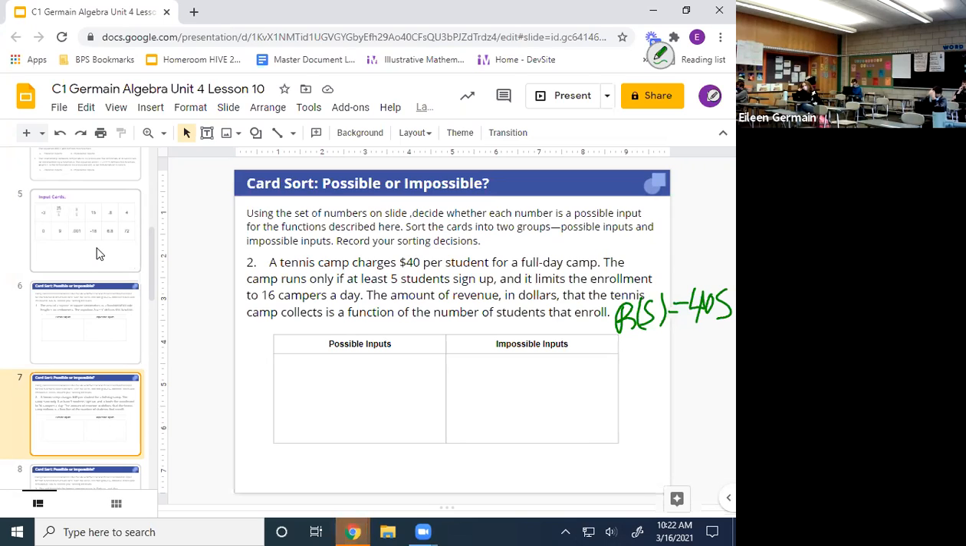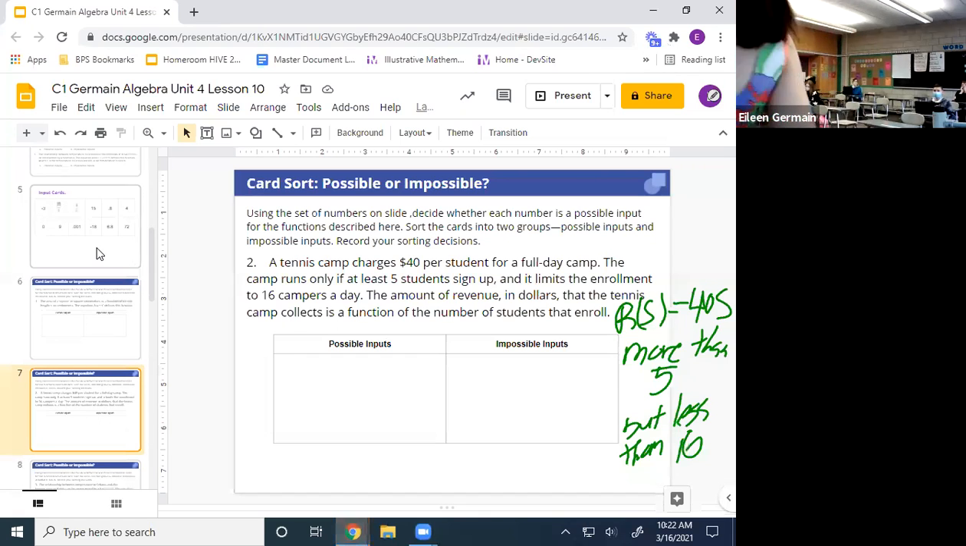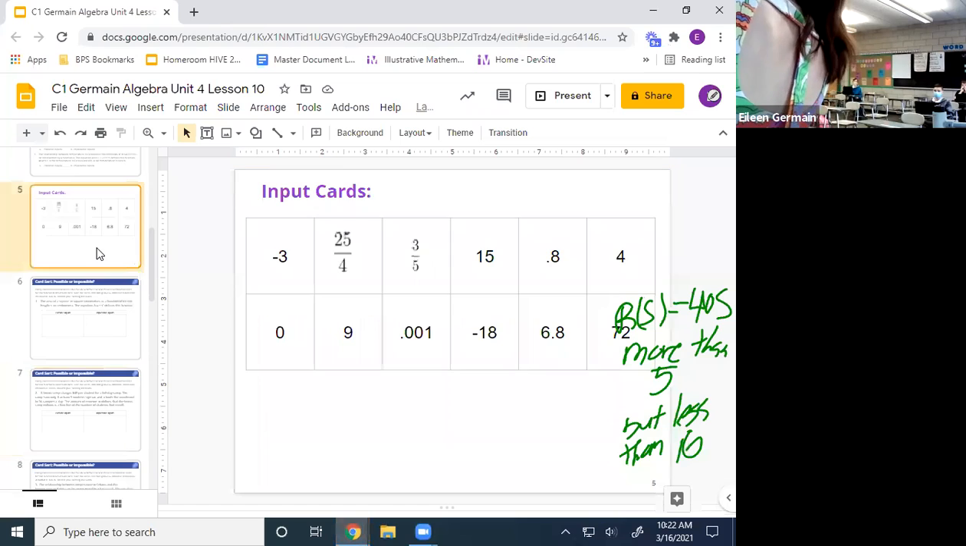And we have a limit on that input of S. What does it say our limit on that input of S is? Gwen? They have to have at least 5 students and it can't be more than 16. So more than 5, but less than how many? 16. So we have a very limited group of kids that can jump in here. So if we go back to that list, we're going to start to sort them using these criteria that they gave us.